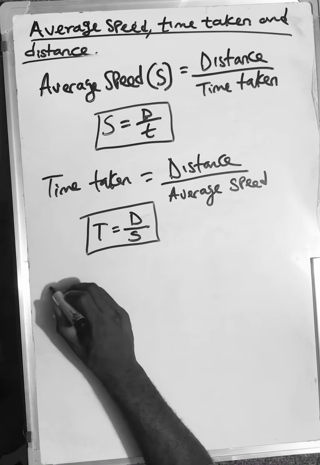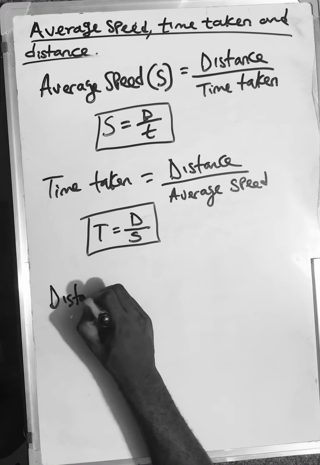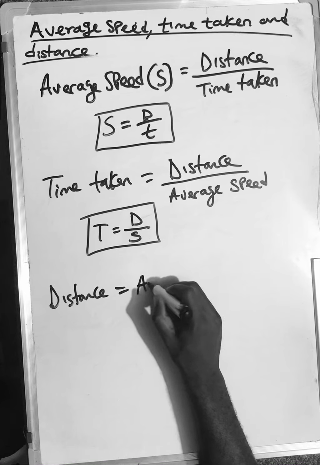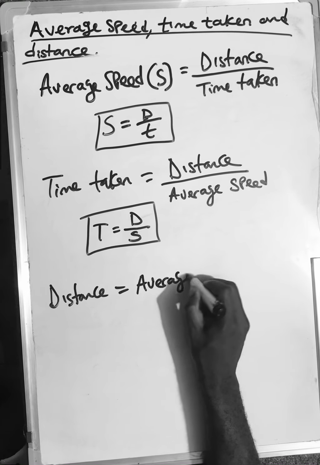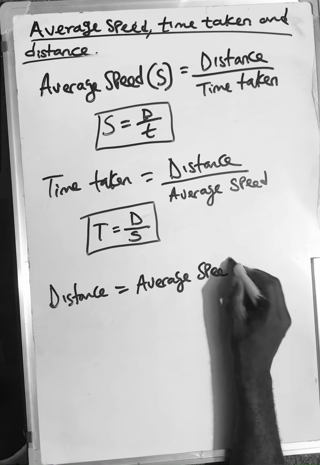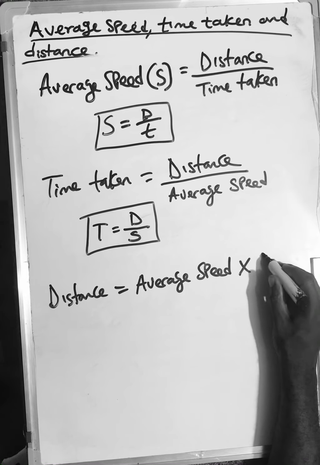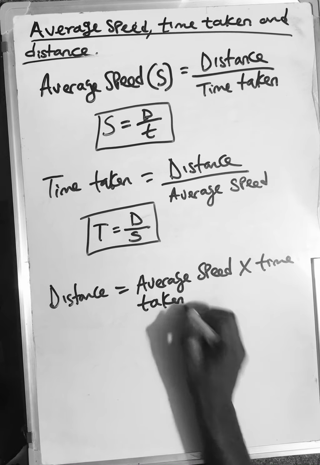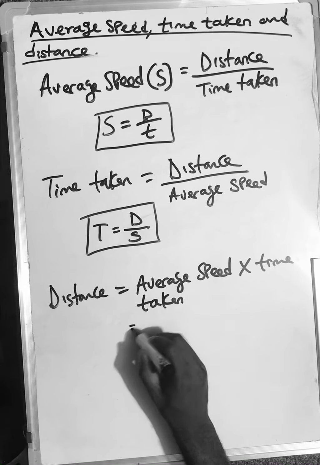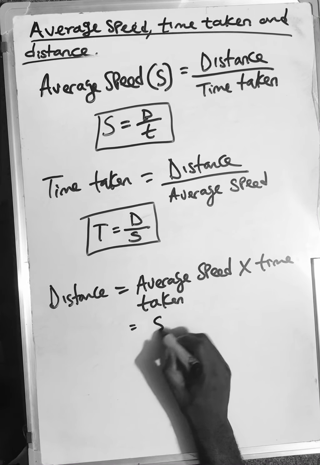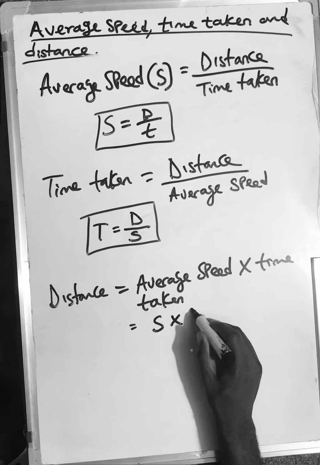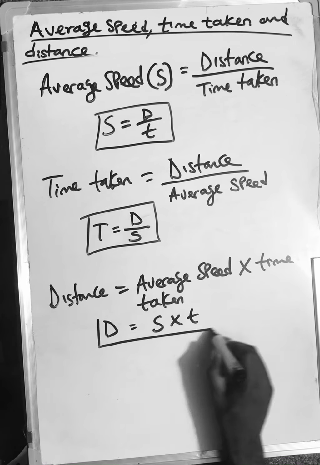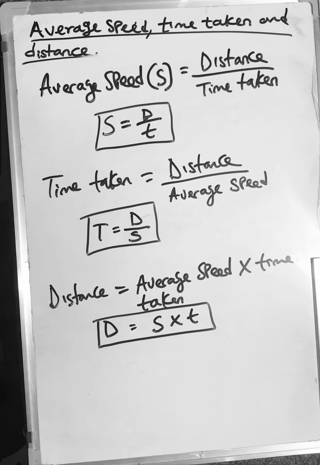Now, for distance, the formula is average speed times time taken, which is S times T. That is D is equals to S times T.